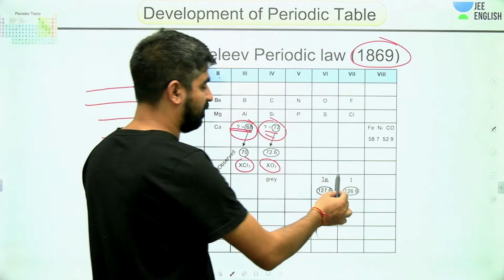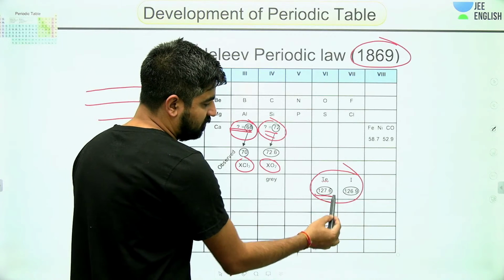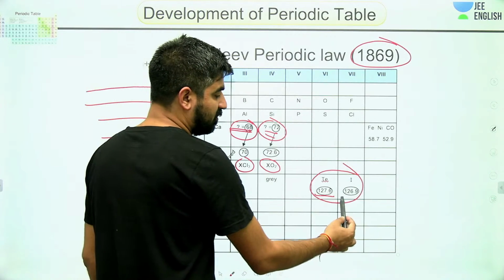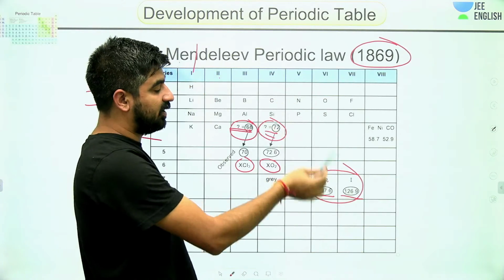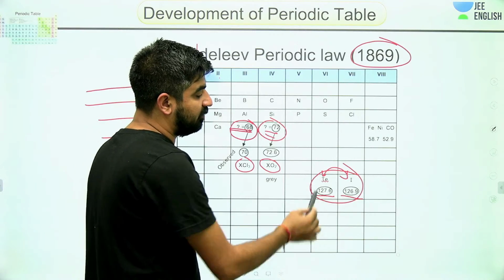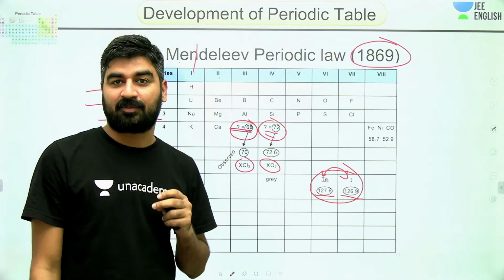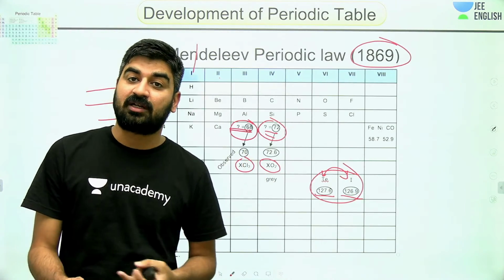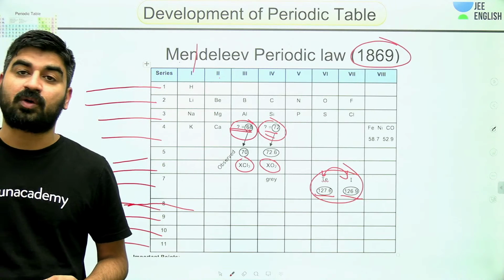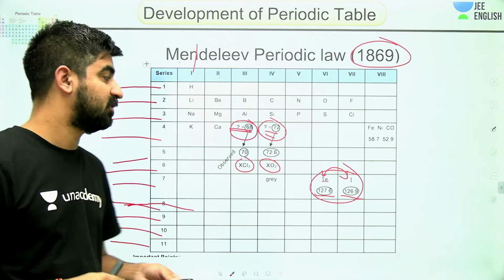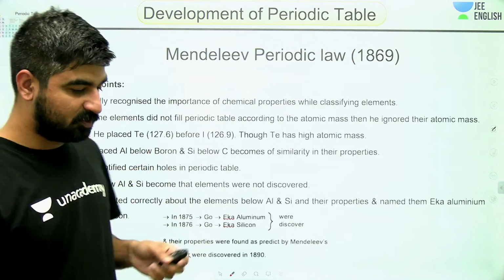So now I'm talking about this. Here, atomic mass of tellurium is 127.6 and atomic mass of iodine is 126.9, right? So ideally, as per atomic mass, iodine should be here and tellurium should be there, but he reversed them. So he even neglected the atomic mass for properties, because ultimately he wanted to arrange the elements as per their properties. Got it? Any doubt? So now let's move.